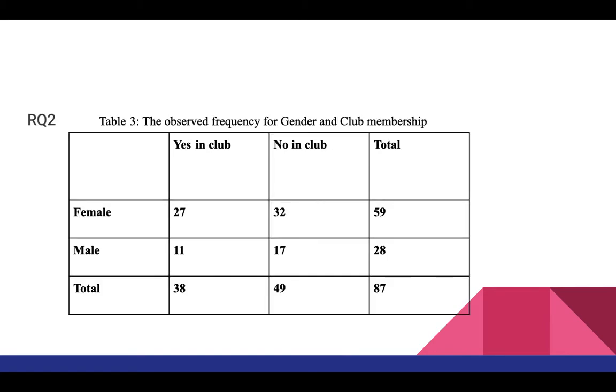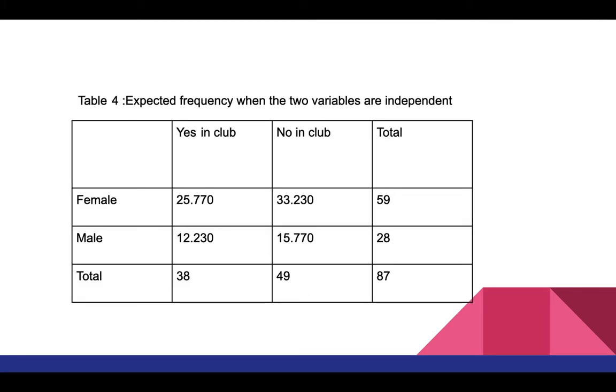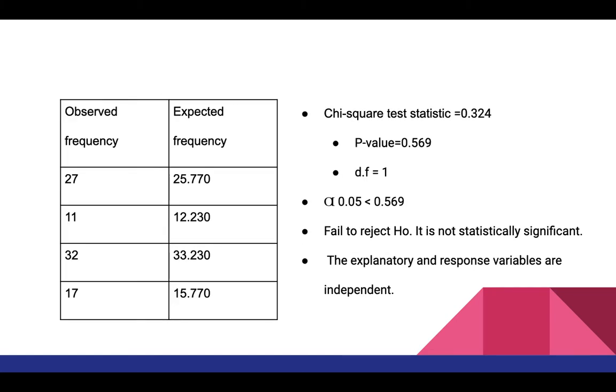For my table 3, this was for my research question 2. It was the observed frequency for gender and club membership, and so I put female and male, and if they were in a club or not, and you can also tell that it's pretty much about the same. And then I created the expected frequency table when the two variables are independent, and I also was able to put this into the calculator and calculate the goodness of fit test.